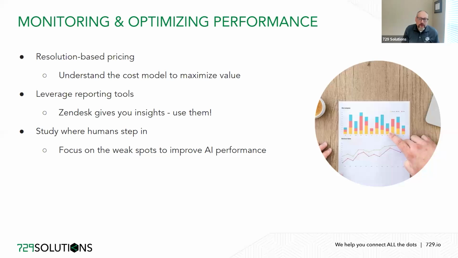So we want to focus on the weak spots to improve AI performance. If the AI is answering the question, that's a good experience. If the AI has to fail over to a human, maybe there's a legitimate reason. Maybe that user needed something that was out of the scope of services of the AI, or maybe they just didn't ask the right question, or they asked a question in a way that you weren't anticipating.